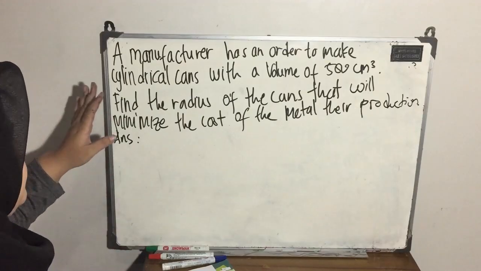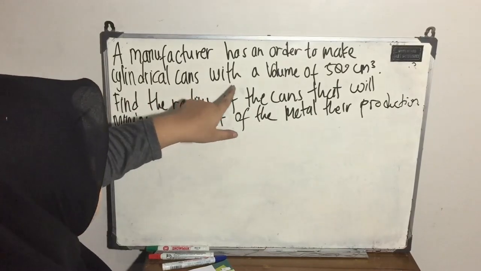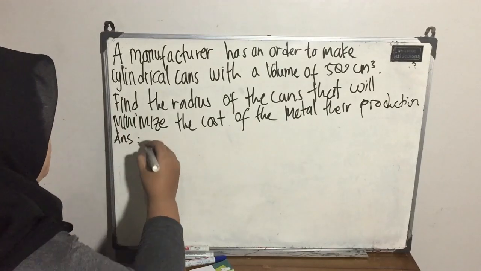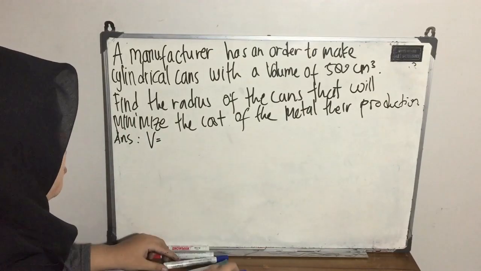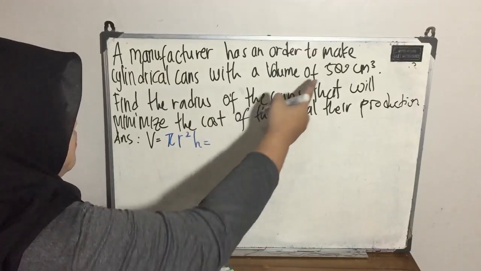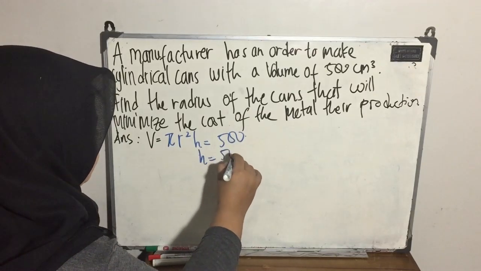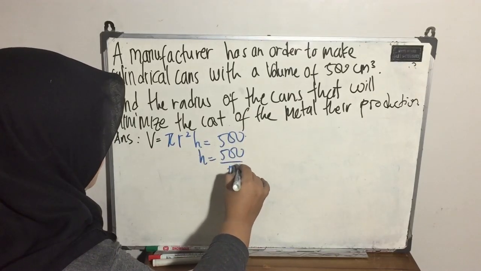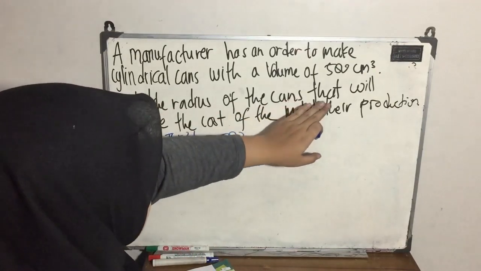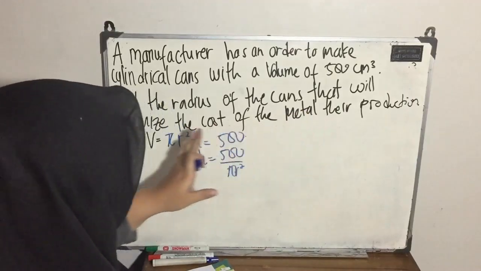Okay, everyone, another example. A manufacturer has an order to make cylindrical cans with a volume of 500 cubic centimeters. The volume of a cylinder is πr²h, and the volume is 500. So you need to change it to h equal to 500 over πr². Okay, they told us to find the radius of the cans that will minimize the cost of the metal for production.